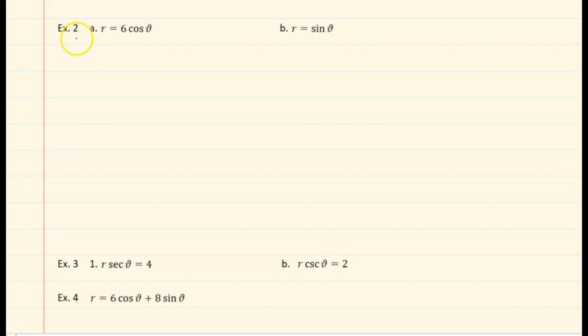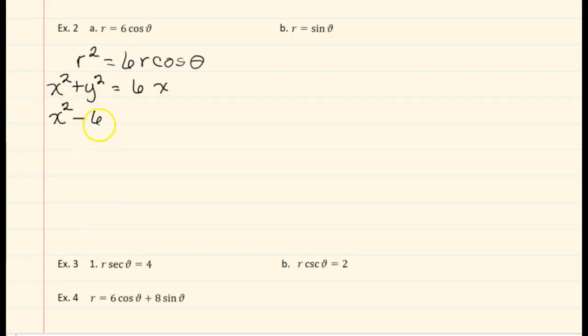Example number 2. In this equation we have r, so we need to multiply both sides by r to get r² = 6r cos θ. The good news here is that we can convert r² and we can convert r cos θ. So we get x² + y² = 6x. Now we have an equation with x's and y's, so we make it look like something we can recognize. In fact, let's write the equation and notice the space that I left after the 6x.